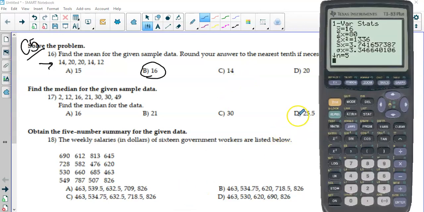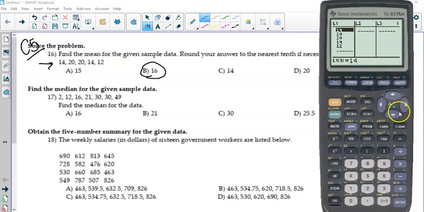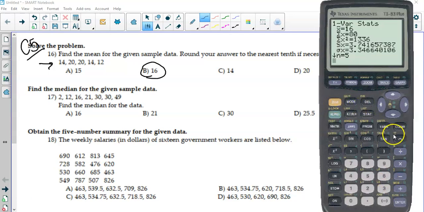For the median, I'm going to have to change all my data, so I have to go back to Stat, Enter on Edit, and then I could either clear this out, or I could type right over it. You could do that also. I'm going to type in the new data, and then hit 2nd Mode to go to the main screen. Now I need to run 1-Var Stats again.